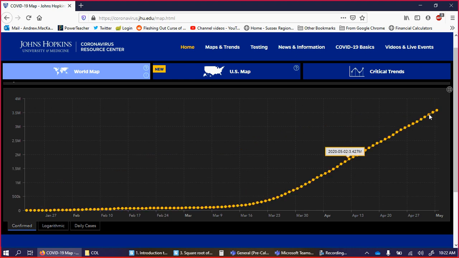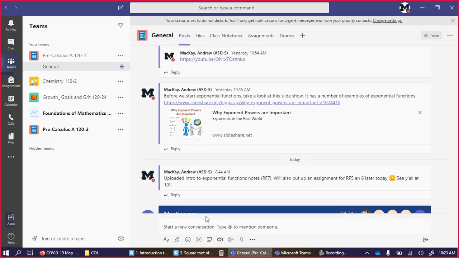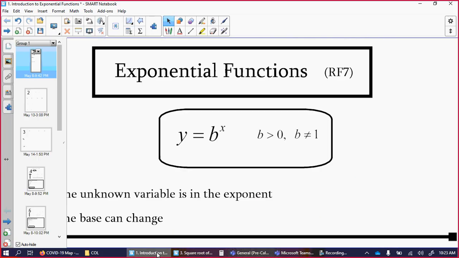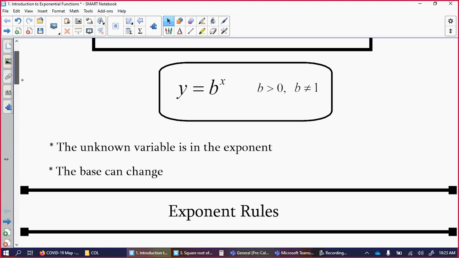This is exponential growth. And if it went unchecked and we didn't do social distancing and you weren't sitting at home in your living room and you were sitting in my room having a wonderful, lively discussion about Lord knows what, this slope would have gotten higher and higher and higher. And we would have had all sorts of issues. So that's exponential growth. The functions that we're going to be looking at are in the form of y equals b to the power of x.